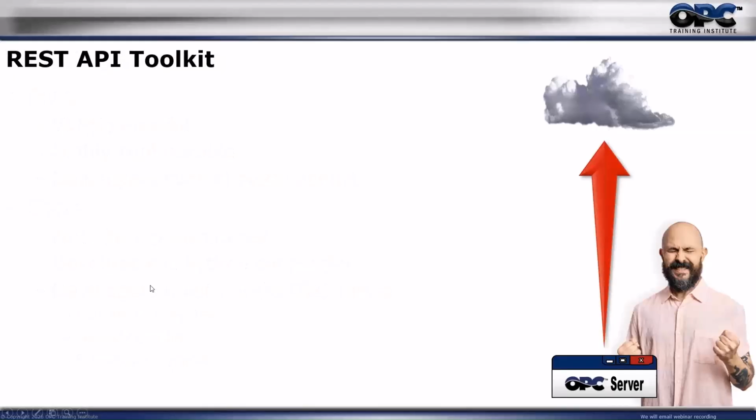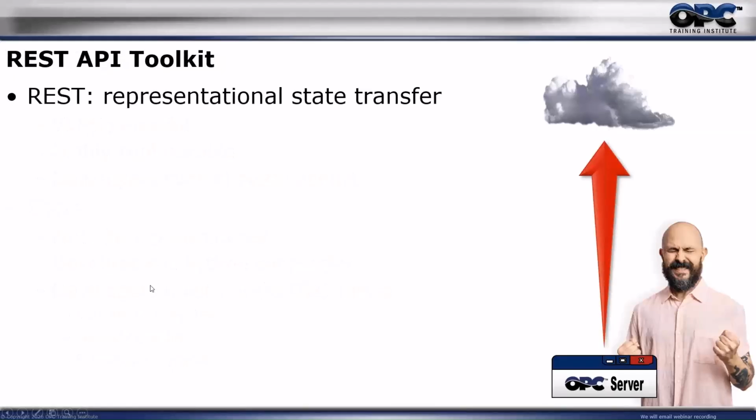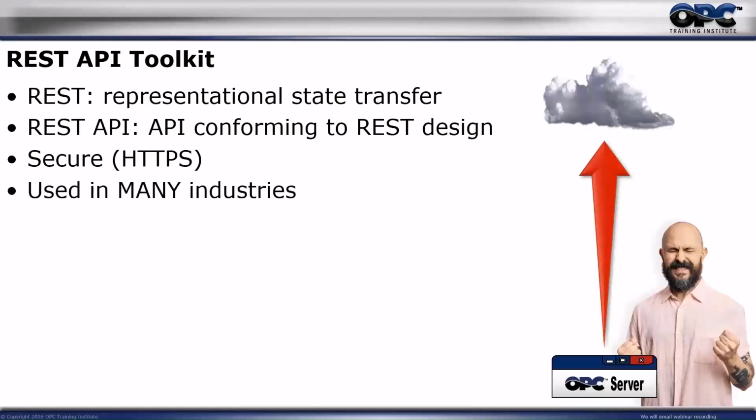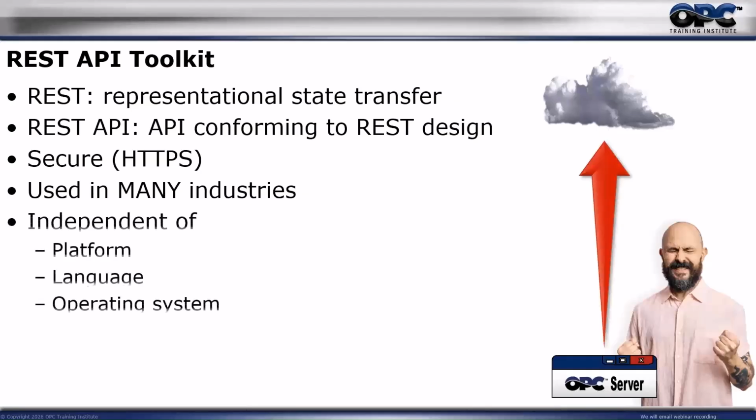So there's a REST API toolkit, and I'll show you what that is. So REST, representational state transfer. And the REST API is just an API that conforms to REST design. It's secure. You can use HTTPS. Of course, you can use HTTP as well if that's what you want. And it's used in many, many industries all around the world. Name an industry, they're probably using REST API in it.